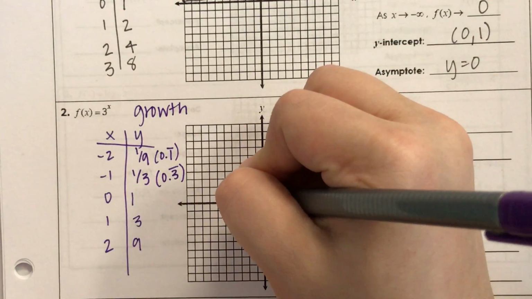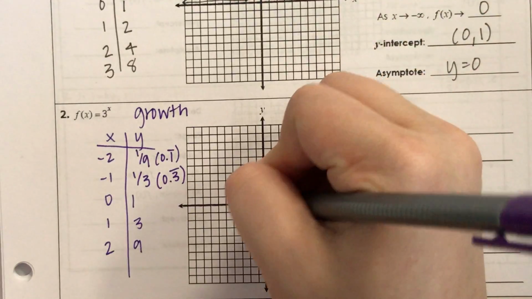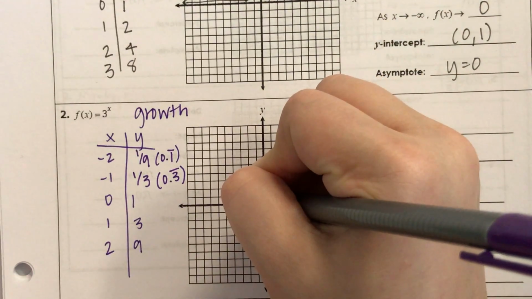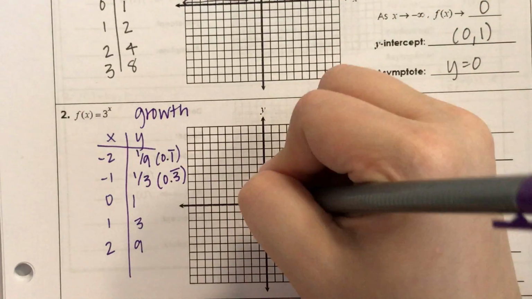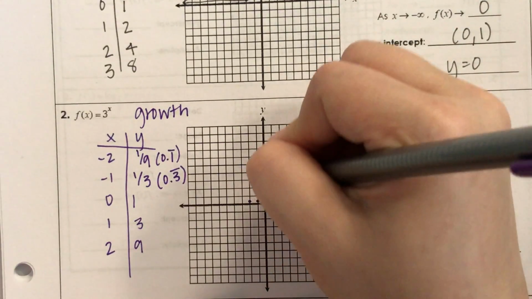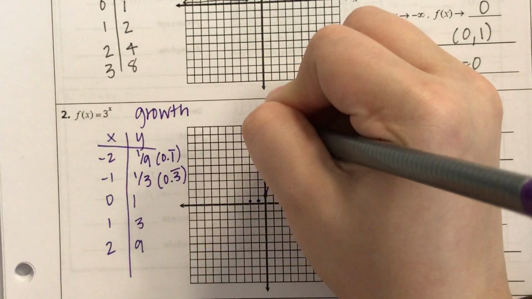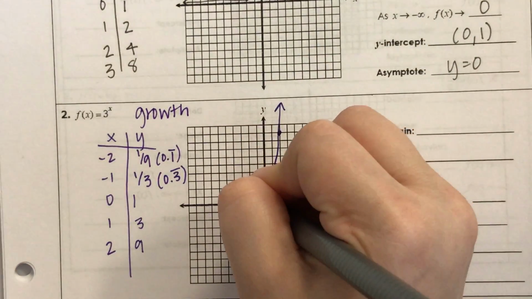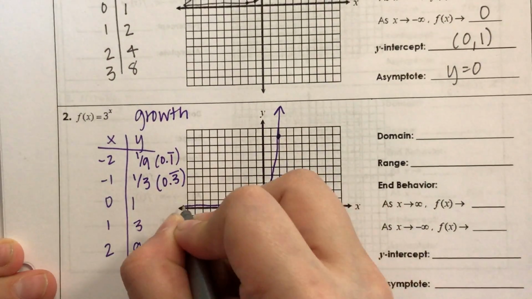-2, 1/9. This is really hard to graph, really, really small numbers. -1, 1/3. 0, 1, 1, 3, 2, 9. It's all the way up there. So this one is a bit skinnier than the last one, but it has the same asymptote.